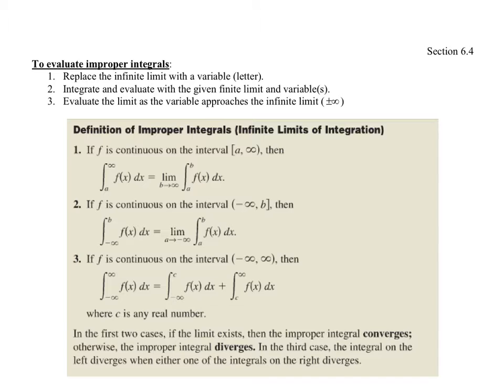It says then you integrate it with that letter. So you're going to be plugging in one letter and one number. Or I guess technically it could be both letters, but I'll show you how to do that shortly. It says evaluate the limit as the variable approaches the infinite limit. So what this means is we're going to take the limit as we approach infinity or negative infinity instead. So let's take a look at this.